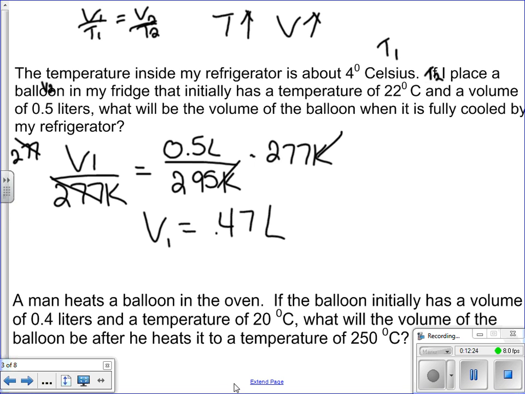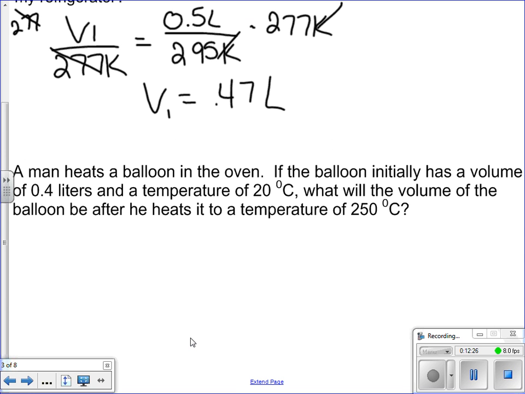All right. Our next one. A man heats a balloon in the oven. If the balloon initially has a volume of 0.4 liters, so that's our V1, and a temperature of 20 degrees Celsius, that's T1, what will the volume of the balloon be after he heats it to a temperature of 250 degrees Celsius? So that would be T2, so that means we're solving for V2.